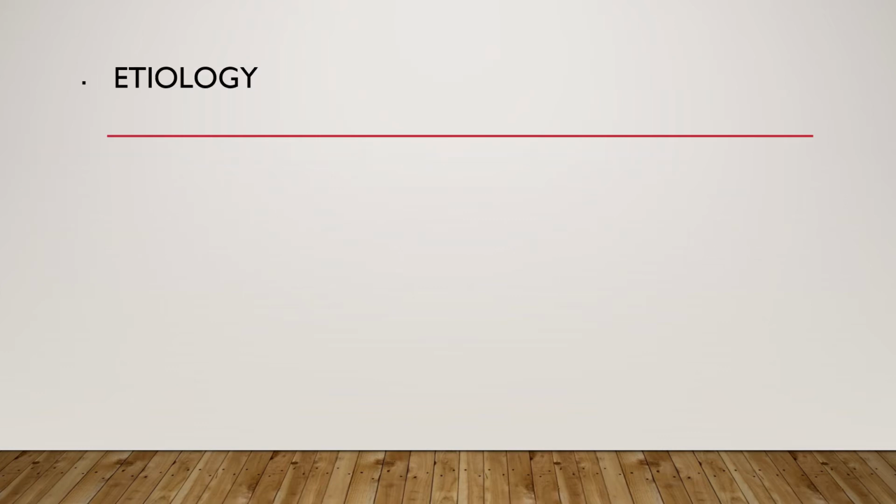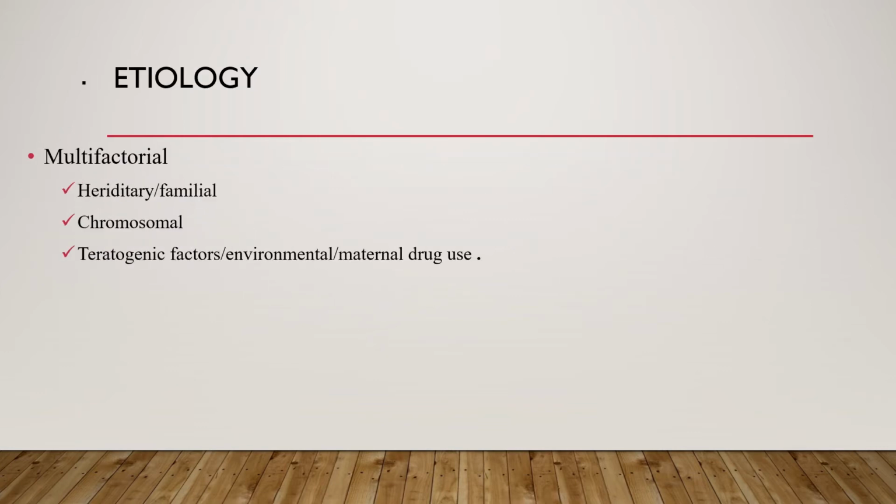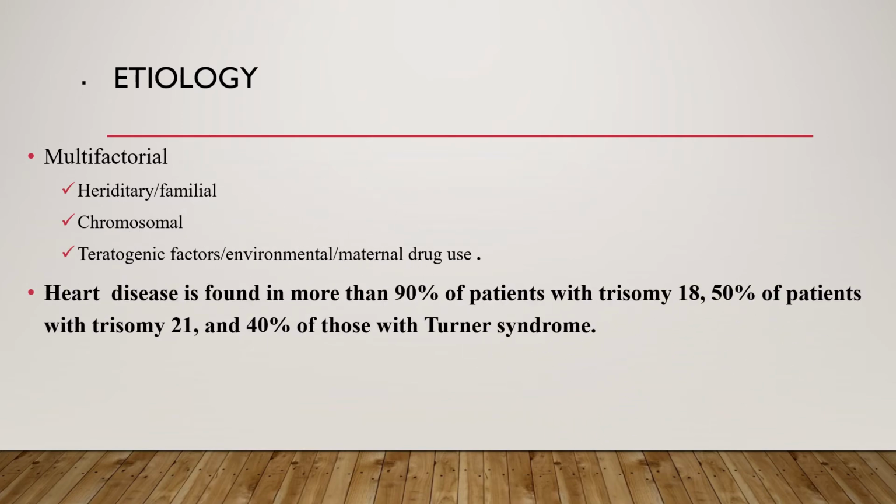whereas some congenital heart disease might become worse as time goes. When we see the etiology of congenital heart disease, the etiology is multifactorial. Some hereditary and familial contribution can be there. Chromosomal abnormality might also contribute to congenital heart disease, and also teratogenic factors, environmental factors and maternal drug use can contribute to the development of congenital heart disease. So overall, CHD is multifactorial.